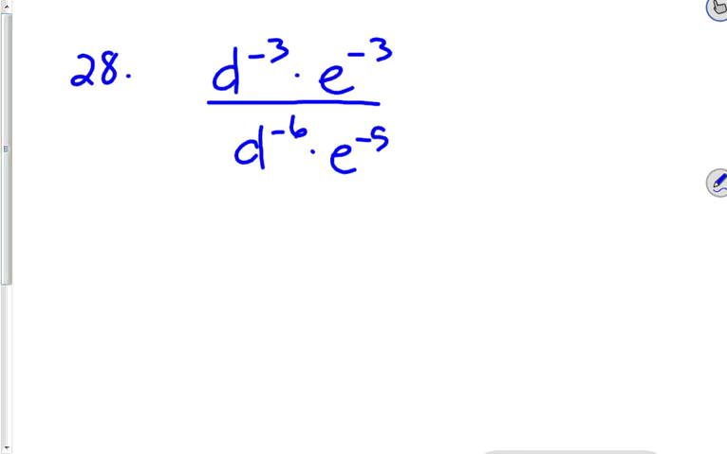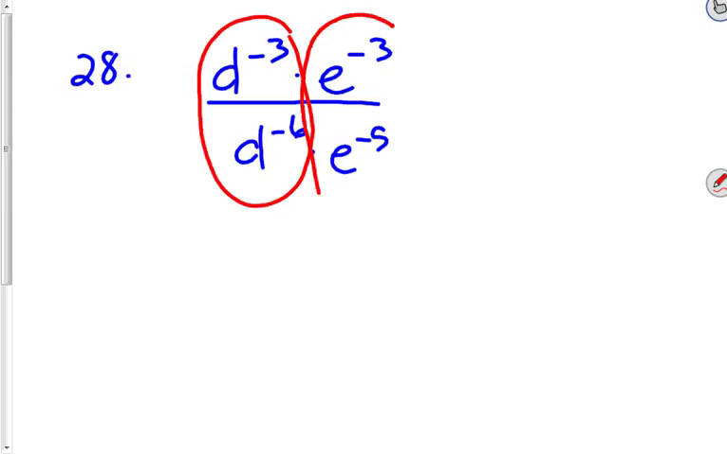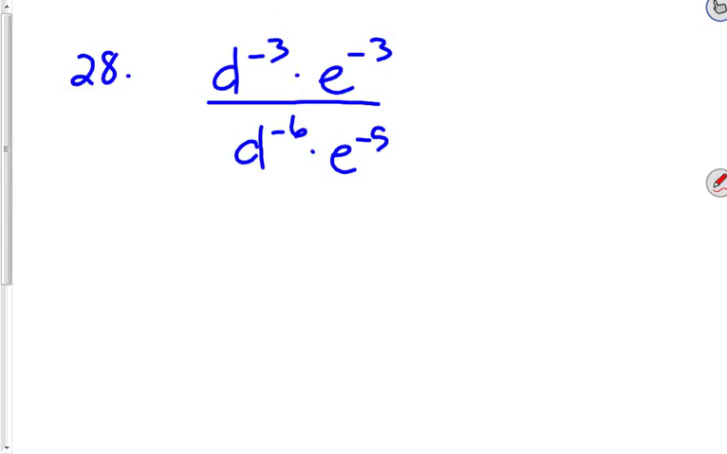All right, number 28. So I do see all the negative exponents, but I'm not worried about them yet. I see the quotient rule twice. Here I'm dividing with the d's, and here I'm dividing with the e's, right? So I'm going to apply the quotient rule first in hopes that some of those negative exponents take care of themselves. If they don't, then I'll deal with them. If they do, great. All right, so d to the negative third divided by d to the negative sixth. I subtract my exponents, and I get positive 3. I like that. D to the positive 3.